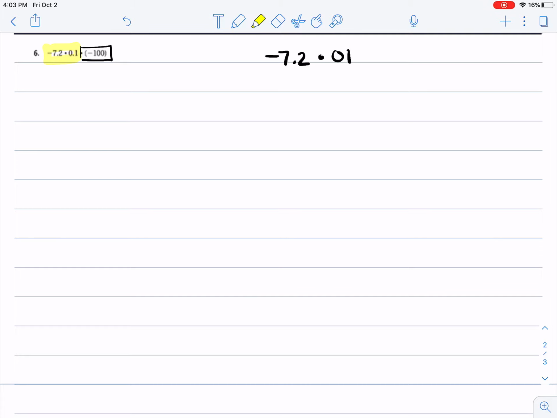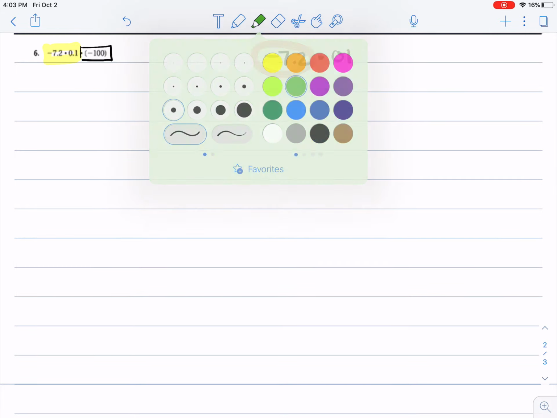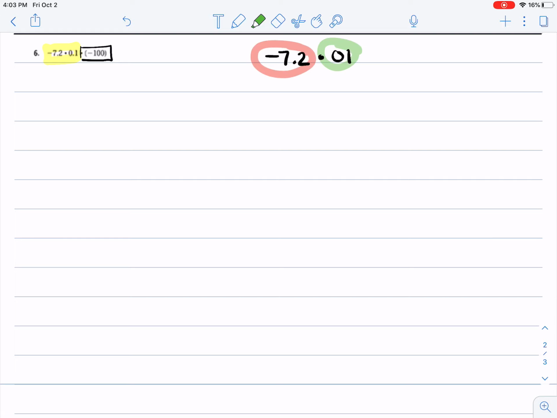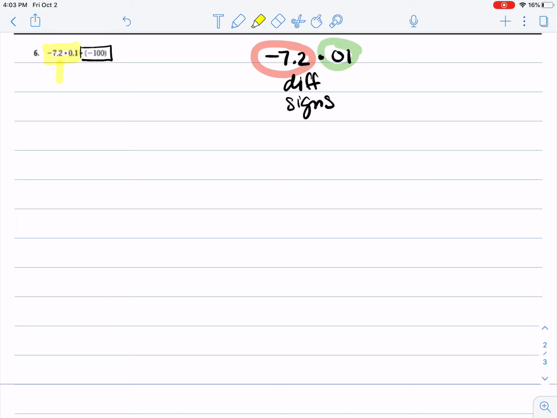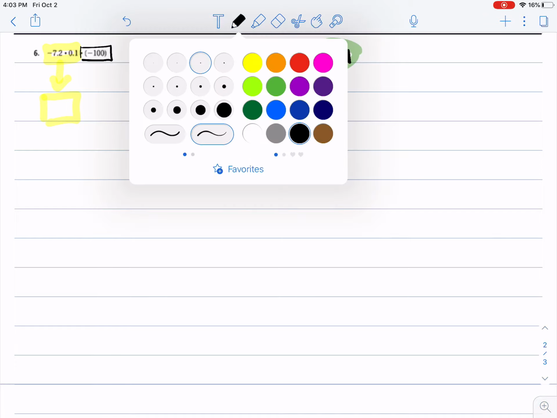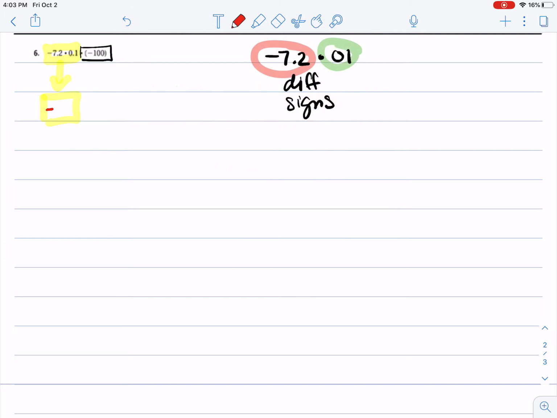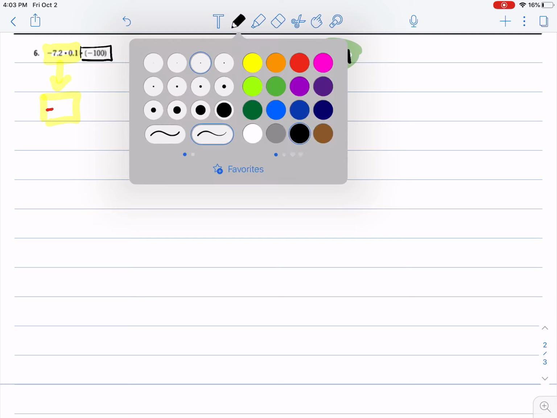The first thing that I notice with this first part is that we have a negative number here and a positive number here. These are different signs. That tells me that whatever I end up with as an answer for this first part is going to be a negative answer. So I'm going to put that there so I don't forget. All right, here we go.